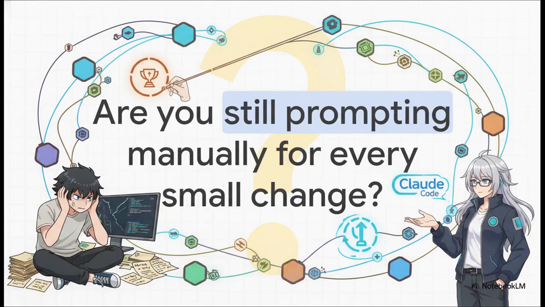So let me ask you, are you still manually prompting your AI for every single tiny little change? Look, it can be incredibly frustrating, right? You start to feel like a micromanager for your AI, constantly holding its hand, constantly hitting enter just to get it to fix a simple typo. Well, it is time to transition to Agentic Loops. We're going to break down exactly how to build agents that repeat cycles of work entirely on their own until a specific goal is met.